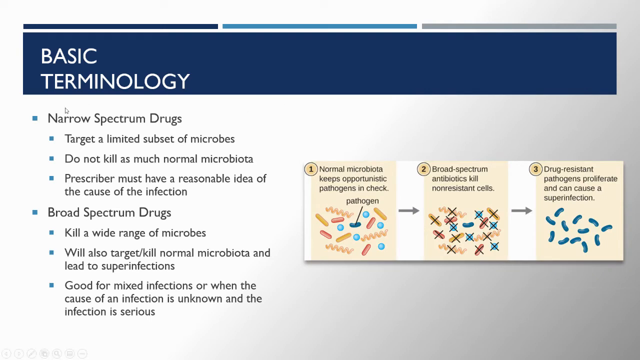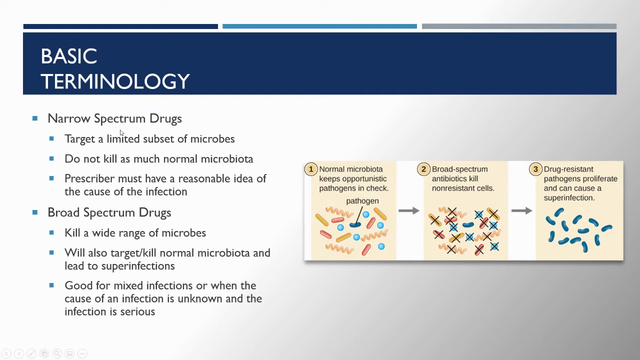When we look at drugs, we have narrow spectrum drugs. These have a narrow range of action. They have a limited target of microbes that they can act on. And broad spectrum, they'll pretty much kill any microbe. What we want to do selecting drugs is narrow spectrum. We want to target it as much as possible so that we can target the pathogen without killing our own normal microbiota. In this case, you have to have an idea of what the cause of infection is.